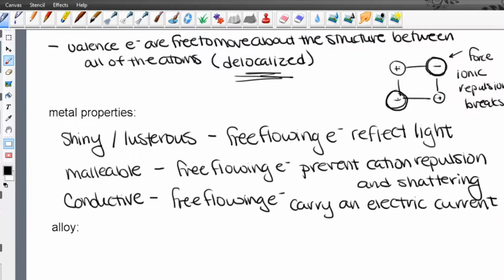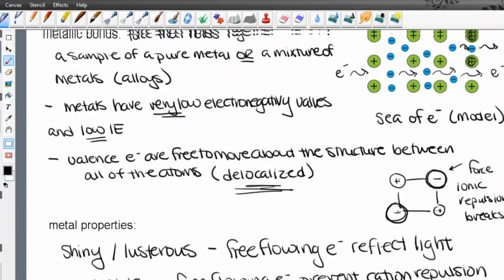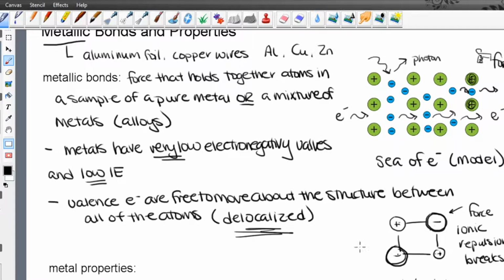So, structure determines function. The crystal lattice of ionic compounds gives very different properties than metals, and that's because our ionic compounds have a crystal lattice structure where there are no free-flowing electrons. The electrons were transferred to the anion, versus metals, which have this sea of electrons structure, which is very different, and these free-flowing electrons give metals very different properties.